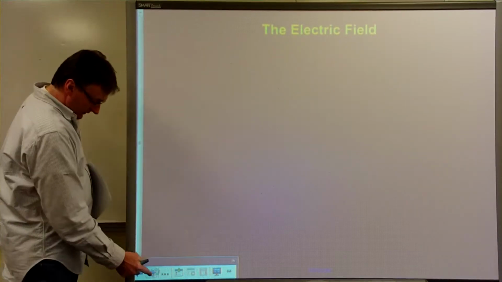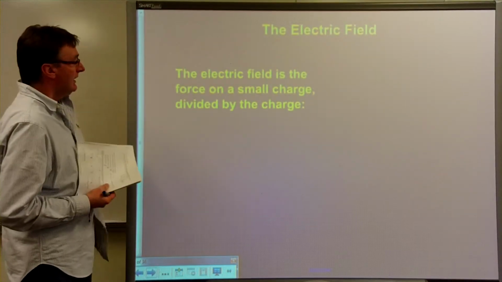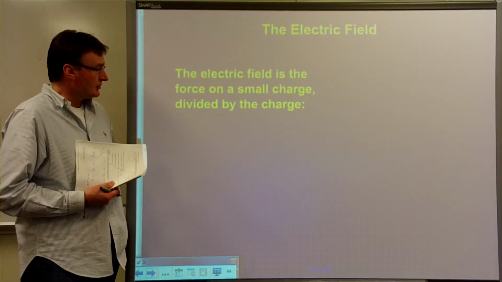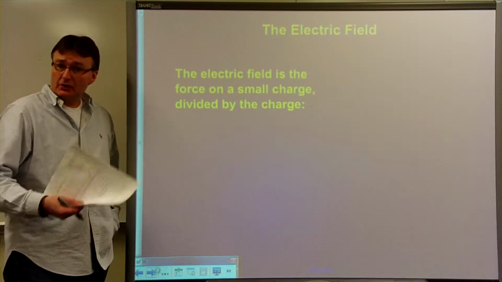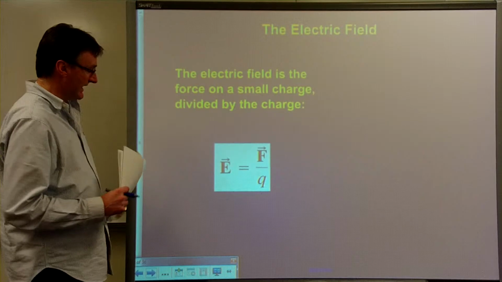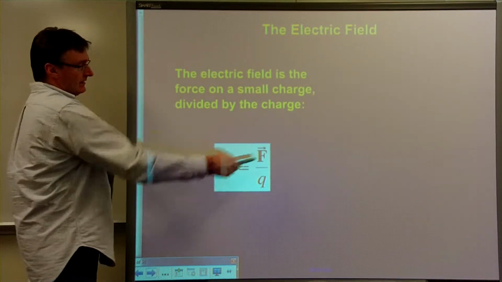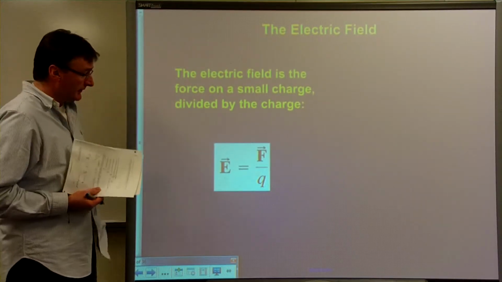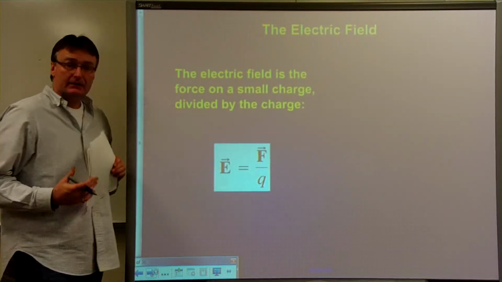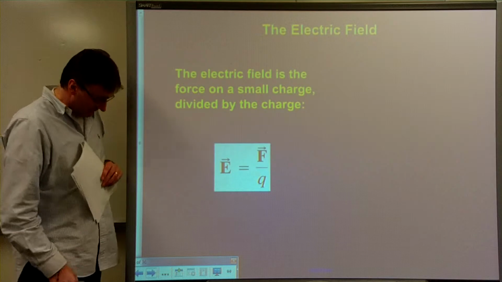So the electric field is the force on a small charge divided by the charge itself. Now that may sound a little bit confusing, but all that means is that if you can determine the force on a particular charge, then you just divide by the charge itself, and that gives you the electric field.